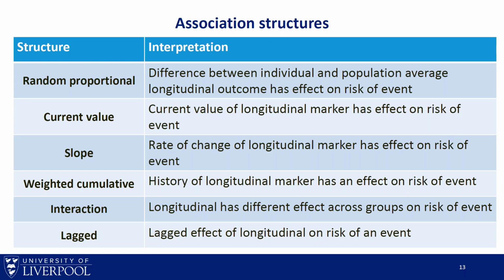So does a sudden drop in your marker mean that you're at a much higher risk of an event? The weighted cumulative tells you how the history of your longitudinal marker affects the risk of an event. Interaction allows the relationship between the two submodels to differ across different groups, for example, across different treatment groups. And lagged means that you can allow the effect of the longitudinal outcome on risk of an event to be delayed by a certain amount.